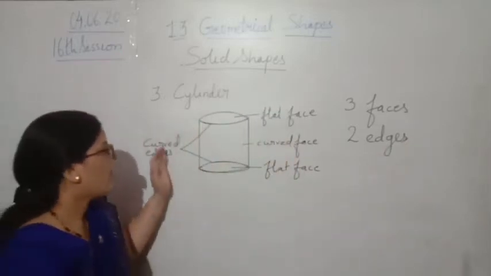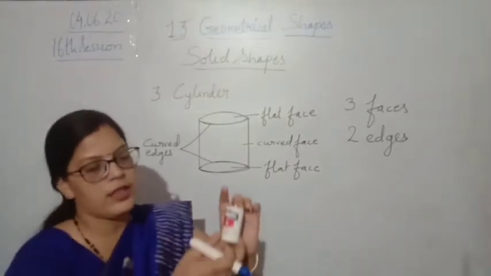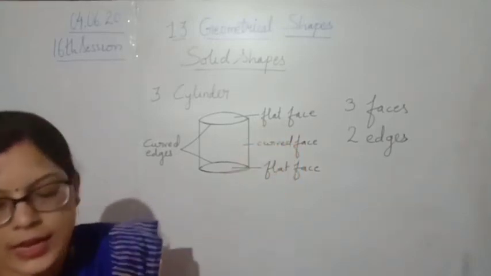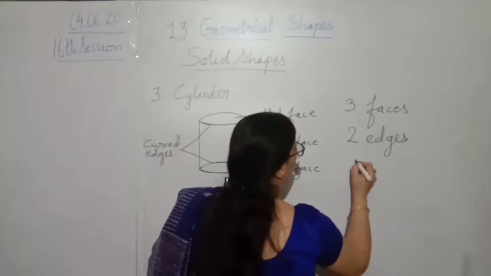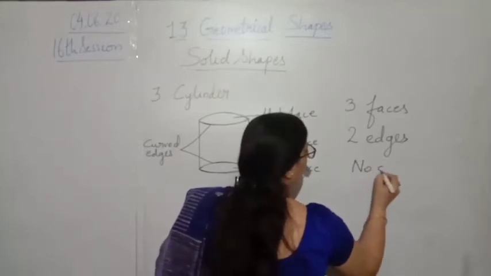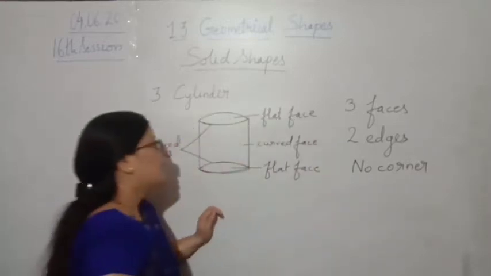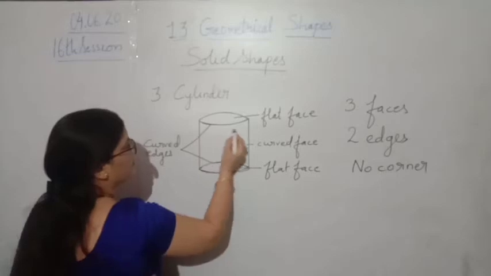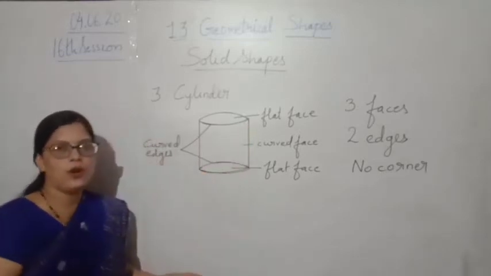Clear? Now, how many corners are there? Can you see any corner in the shape? No. So cylindrical shape has no corners. Clear? This is round in shape. This is curved and it has no edge.